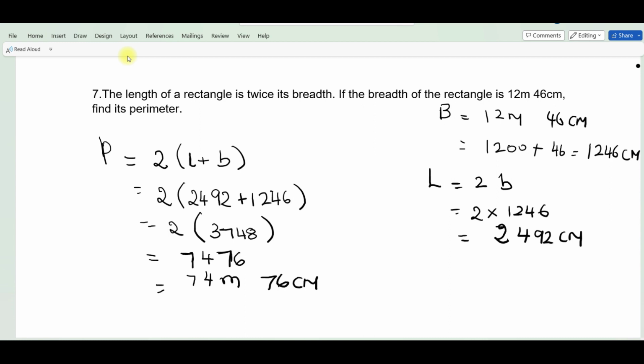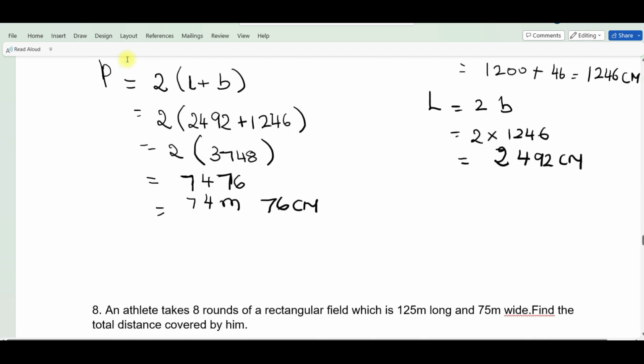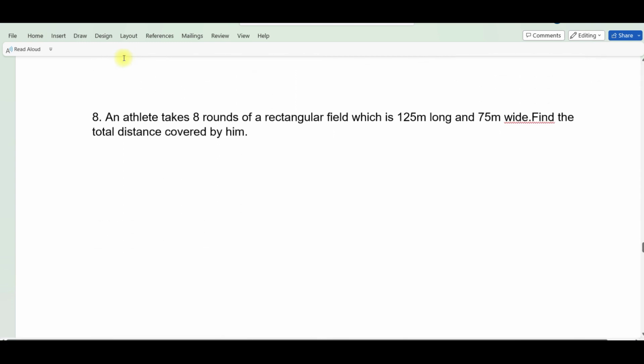So let's get started with the 8th question. Here the question states: an athlete takes 8 rounds of a rectangular field which is 125 meters long and 75 meters wide. Find the total distance covered by him. Now they have given you the length. So the length is this, and the breadth is this.